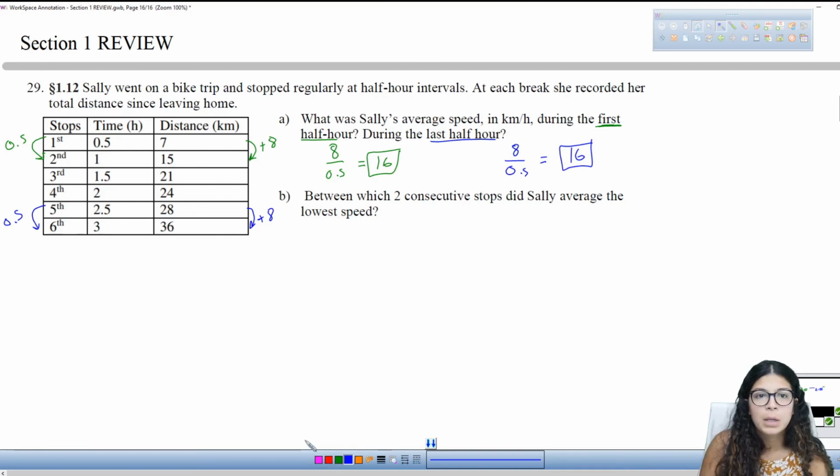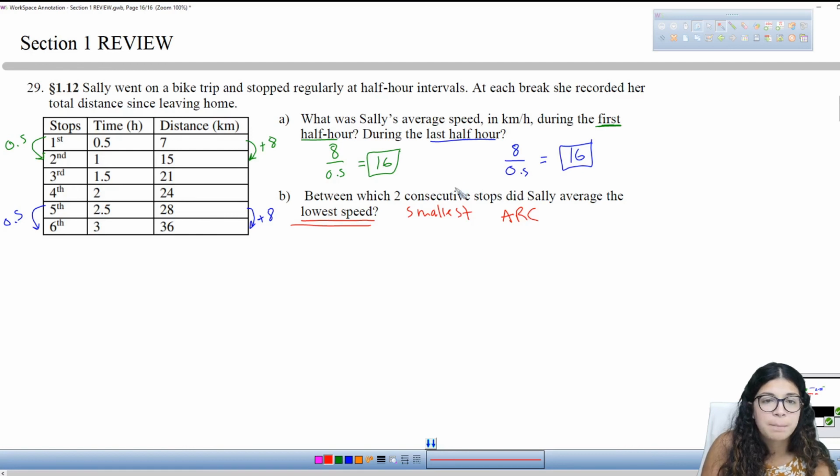Okay. All right. And then for part B, it says, which 2 consecutive stops did Sally's average rate have the lowest speed? Okay. So she's going on this bike trip, right? She's stopping every half hour. And then so basically they're just saying which of these stops has the lowest speed. So we're looking for the smallest average rate of change, okay? The smallest ARC.